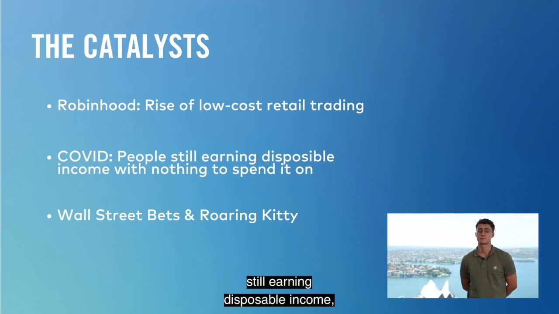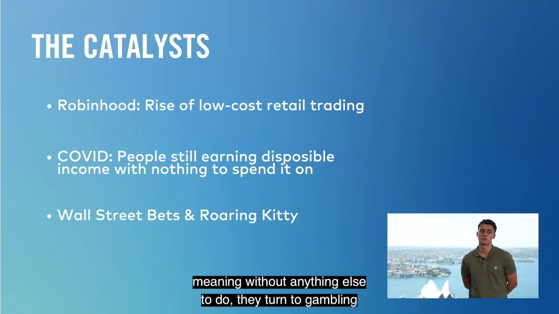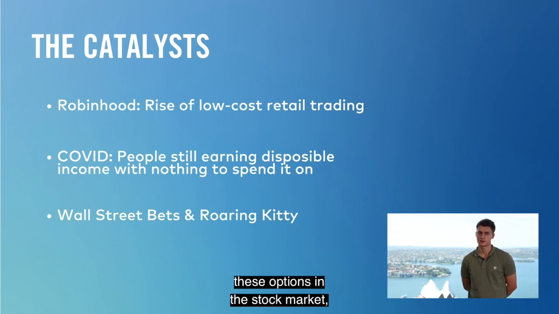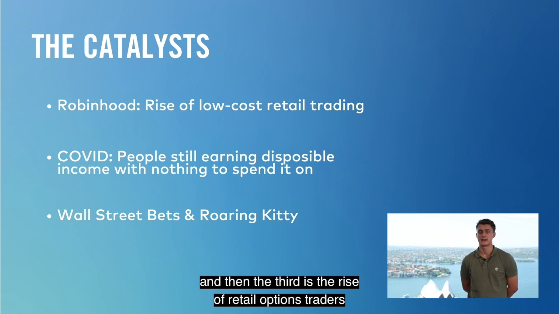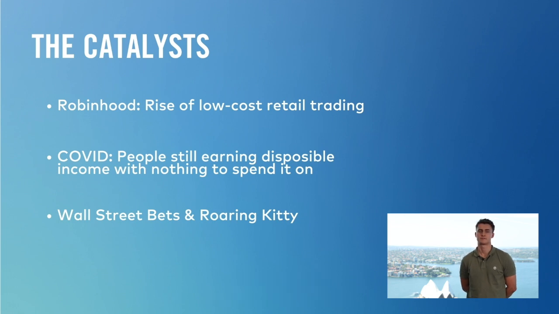The second is, of course, the fact that we were in lockdown and there were stimulus checks and people were still earning disposable income, meaning without anything else to do, they turned to gambling in these options in the stock market. And then the third is the rise of retail options traders on forums like Wall Street Bets on Reddit, and influential figures like Roaring Kitty in the case of GME, like influential YouTube traders fueling the interest of retail to trade these options.